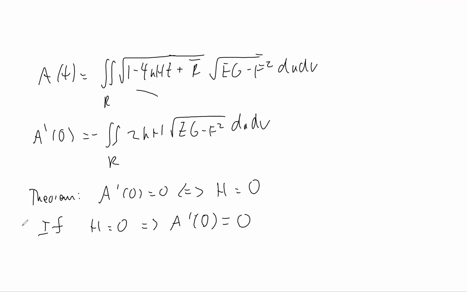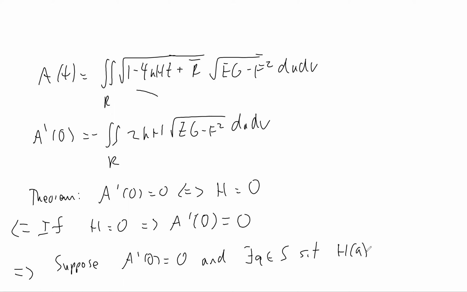So this is one direction. For the other direction, suppose A prime of 0 is equal to 0, and there exists Q on S such that H of Q is non-zero. Actually, there's a little more to this theorem, so maybe I should just read it. X is a regular parameterized surface, and D is your bounded domain. X is minimal if and only if A prime of 0 is equal to 0 for all such D and all normal variations of X of D bar. So for any h that is a normal variation, and D is any region, any bounded domain.